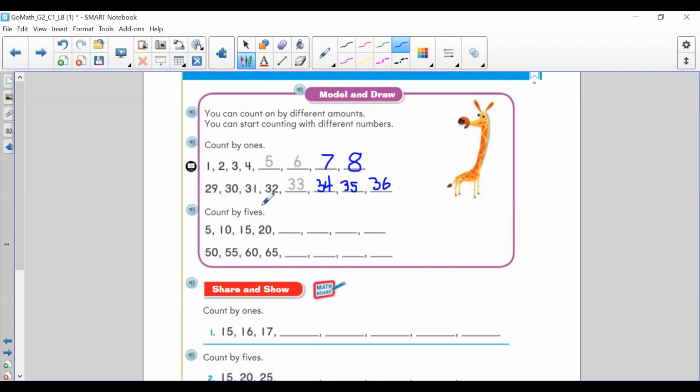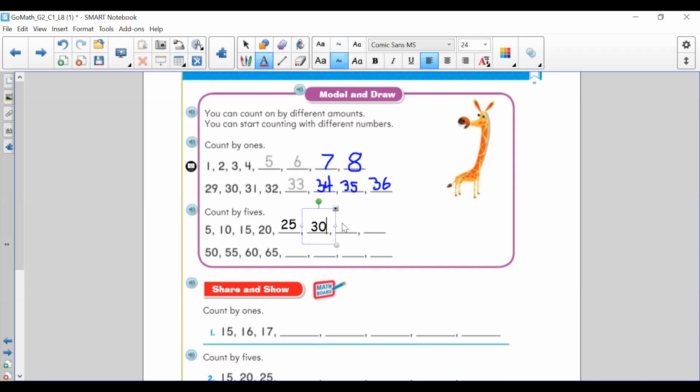Okay, and then what if we wanted to count by fives? Well, we could start at 5 like we're used to, 5, 10, 15, 20. And then what would come next? 5, 10, 15, 20, 25, 30, 35, and 40.